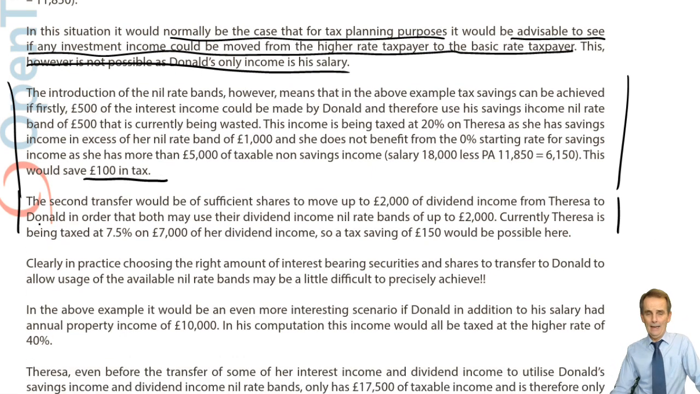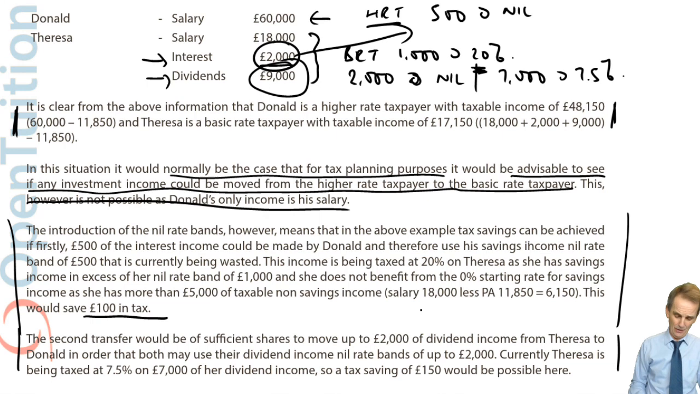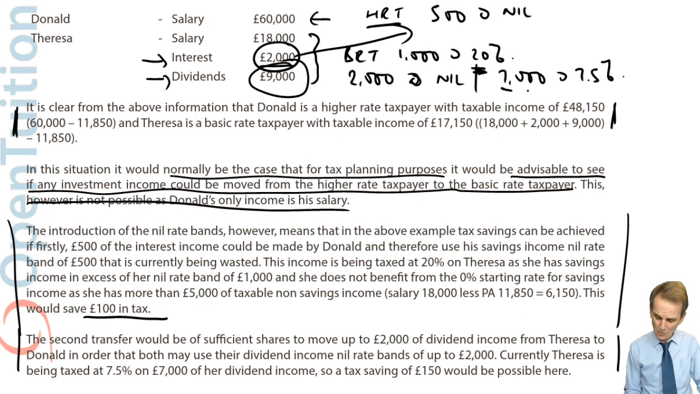Now then, practically difficult to achieve this because you never know what dividends are going to be paid out on shares. But if you could move sufficient shares from Teresa to Donald in order to generate £2,000 worth of dividend income, so you'd be removing 2,000 of that 7,000 taxable income there on Teresa, put that 2,000 up to him, and that would be at nil.